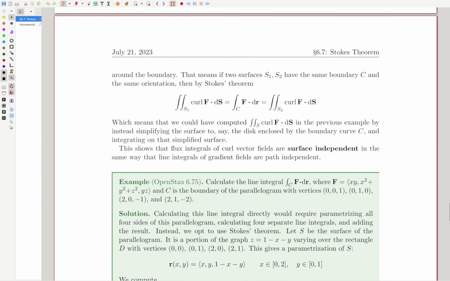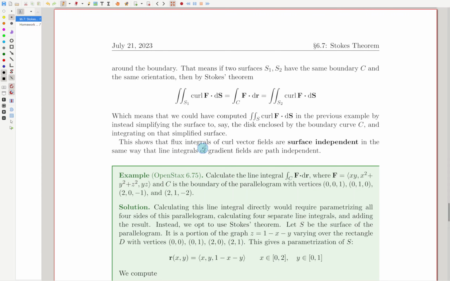And here's a way that we can phrase this idea. These flux integrals of curl vector fields, so notice this is a curl vector field because it's curl of f, these curl vector fields, when you take flux integrals of them, they end up being surface independent. So it doesn't matter what surface you're actually picking. So long as your vector field is a curl vector field, it's independent of the specific surface. It only depends on the boundary curve and its orientation. You flip the orientation, it should introduce a negative.